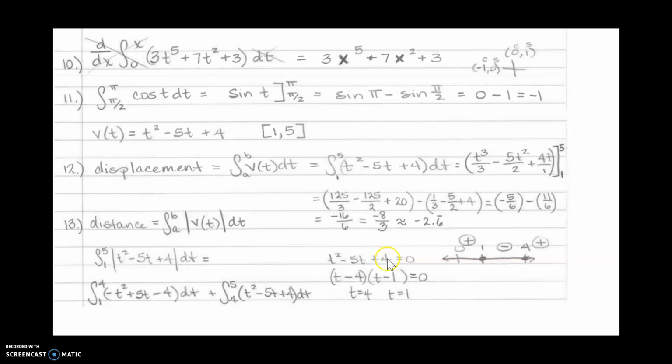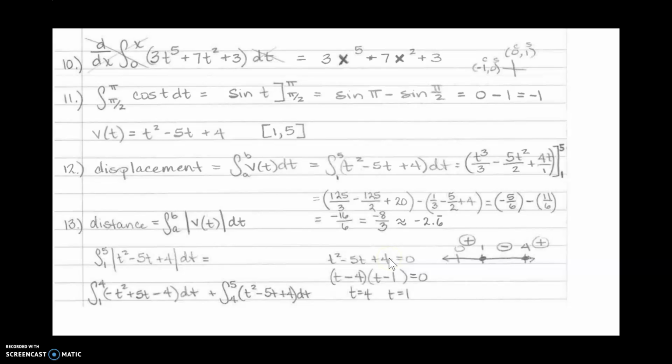would use this exact equation from negative infinity to 1. Then it's negative from 1 to 4, so I would use the opposite of this equation from 1 to 4. And then from 4 to infinity, it's positive again, so again I would use this exact equation.